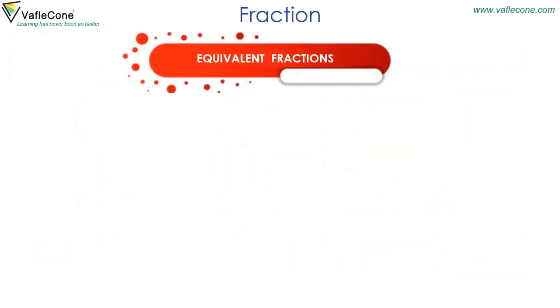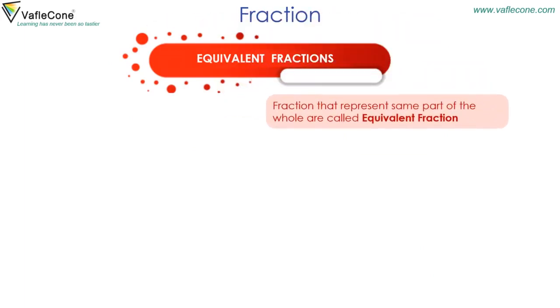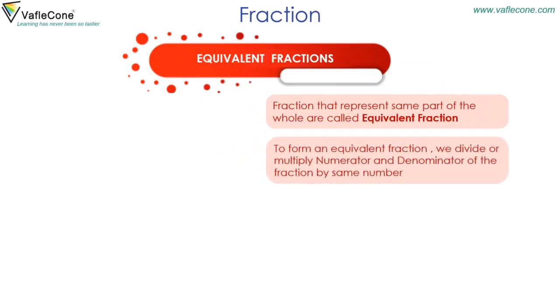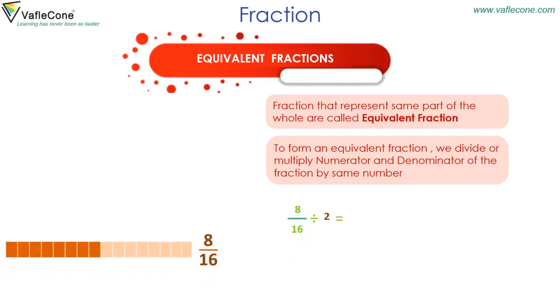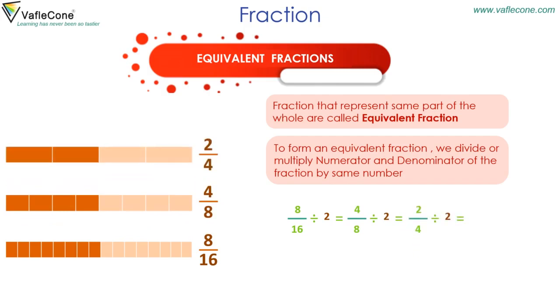Equivalent fractions. Fractions that represent the same part of the whole are called equivalent fractions. To form an equivalent fraction, we divide or multiply the numerator and denominator of the fraction by the same number. 8 by 16 divided by 2 is equal to 4 by 8, divided by 2 is equal to 2 by 4, divided by 2 is equal to 1 by 2.